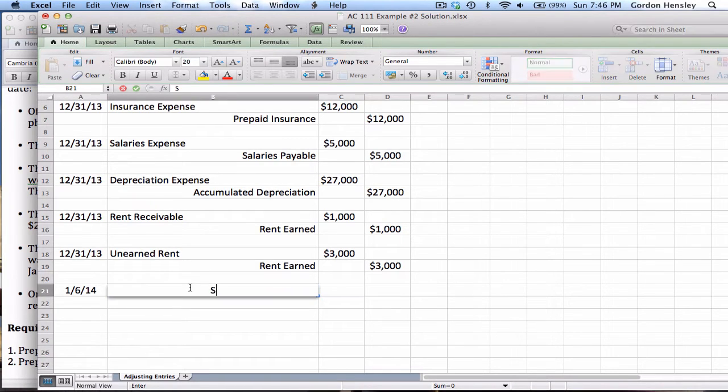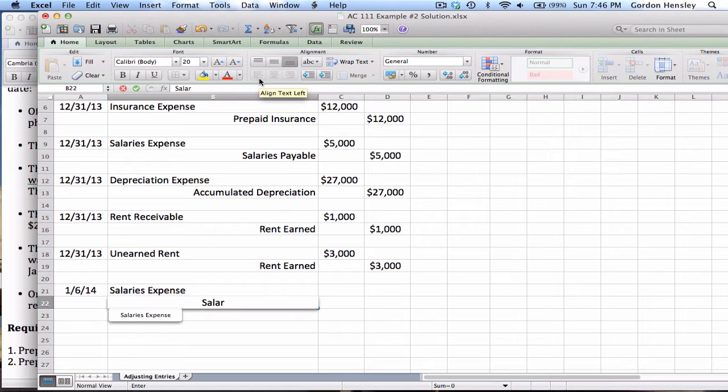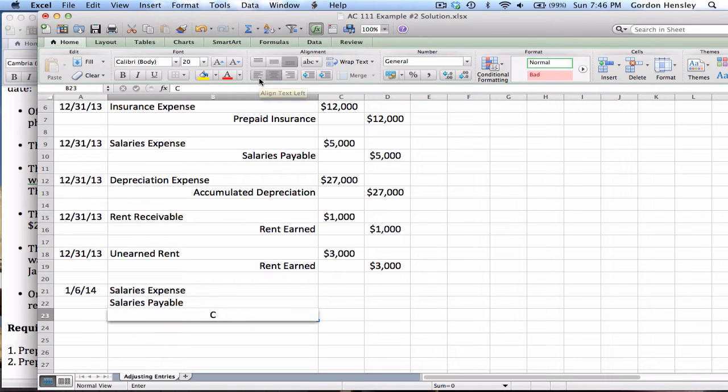Now in this case, I definitely want to debit salaries expense because I'm going to have a certain amount of more salaries expense. But at the same time, I'm going to be able to get rid of my old liability, my salaries payable. And I'm going to pay for all this with cash. So I have to debit salaries expense. I've got to debit salaries payable. I've got to credit cash.